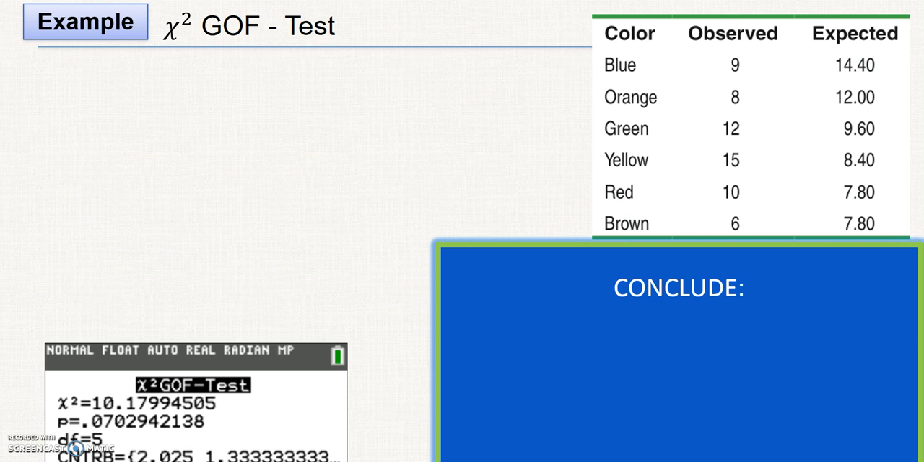When you ran a test, you should have gotten something like this. It says chi-square is 10.18. It tells you P is 0.07. That is your p-value. This p-value is just like any of our other p-values, and chi-square is our test statistic. So look at this and make a conclusion.